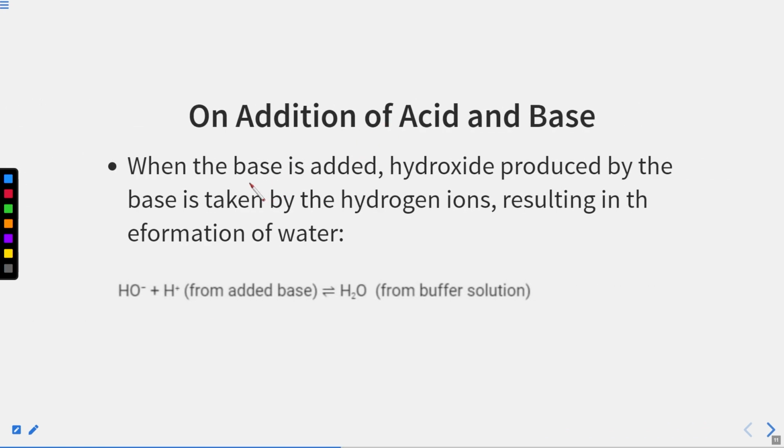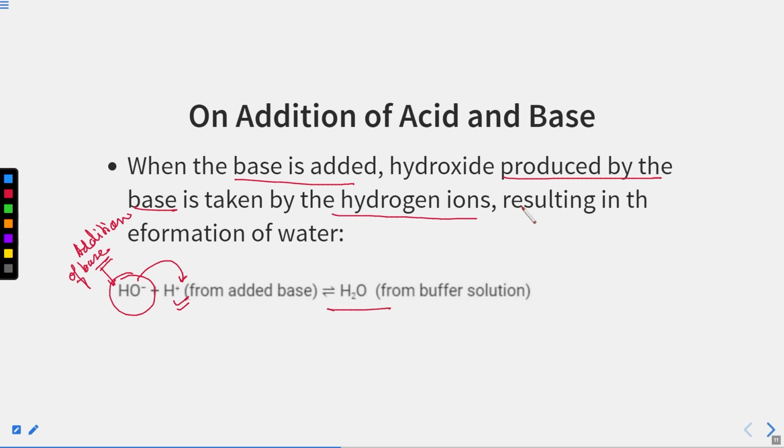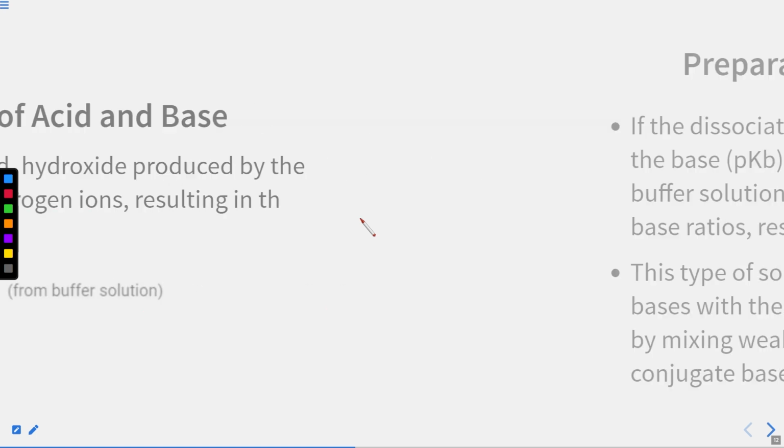Now in the same way, when a base is added, hydroxide is produced by the base. So this is due to the addition of base. The hydrogen ion will get attached to the hydroxyl ion, the OH minus ion, and it will form H2O, right? So the hydrogen ion is taken up, resulting in the formation of water. This is what happens when a base is added.